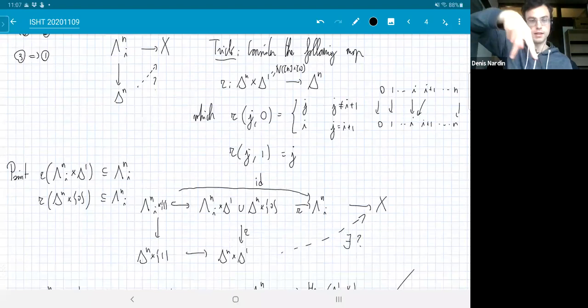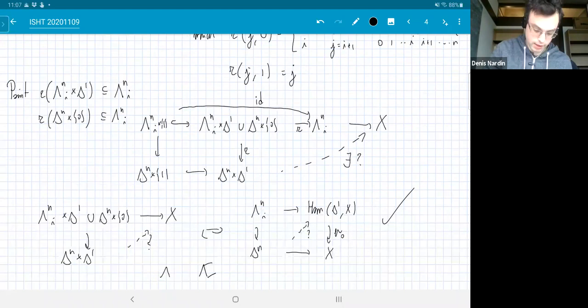So first you use this lifting property to show that you can somehow extend it to some trivial thing. The idea is you have this map from a horn, you extend it to some guy here with a degenerate guy here. And then you use this path lifting property, this homotopy lifting property, to fill that in and get a filling of the original horn.